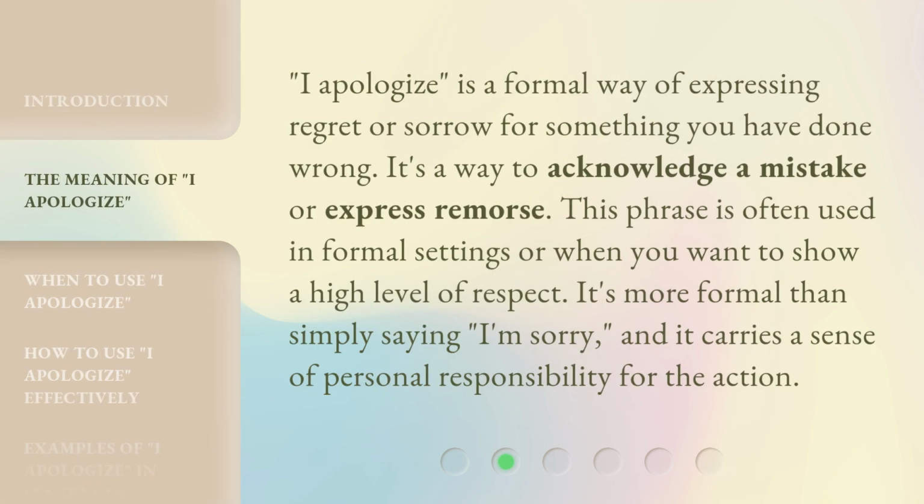I apologize is a formal way of expressing regret or sorrow for something you have done wrong. It's a way to acknowledge a mistake or express remorse. This phrase is often used in formal settings or when you want to show a high level of respect. It's more formal than simply saying, I'm sorry, and it carries a sense of personal responsibility for the action.